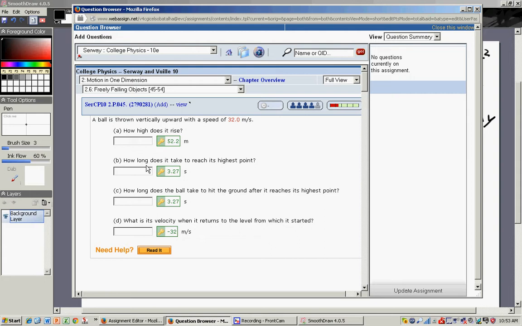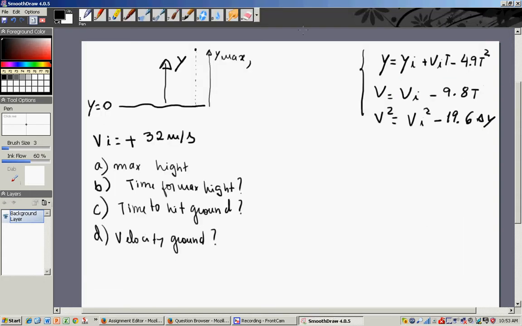And we want to find the maximum height. How high does it rise? We want to find how long it takes to reach this maximum point, how long it takes to go back to the ground, and what is the velocity when it gets to the ground. Okay?